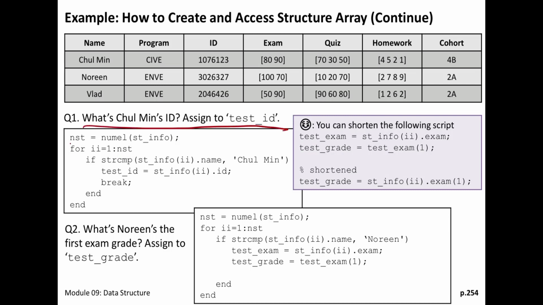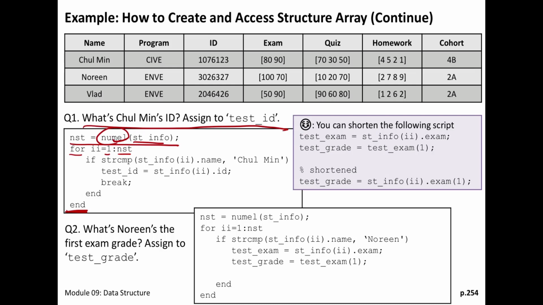So first we need to make a loop structure. And then we first count how many students are in the students info. You can use the numel function because the structure info is an array. And then you set the range from 1 to n students.